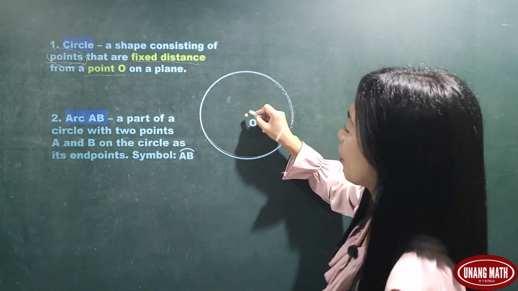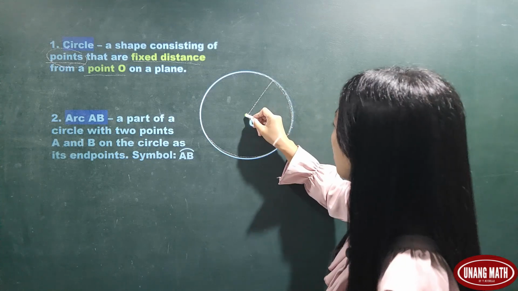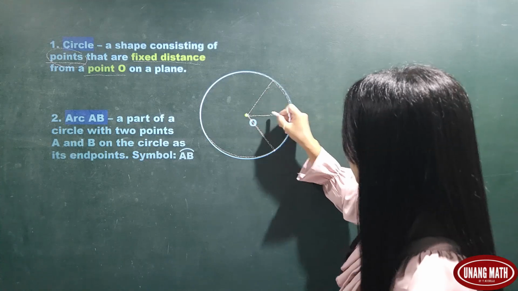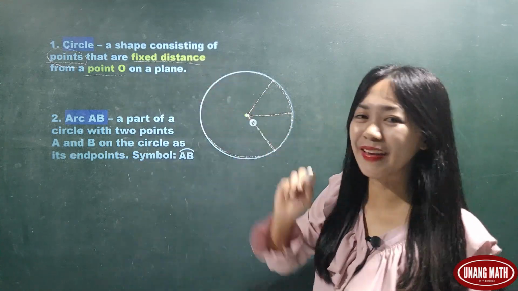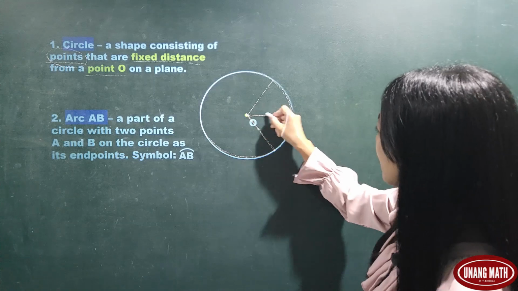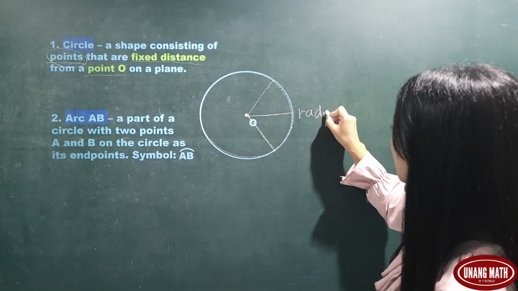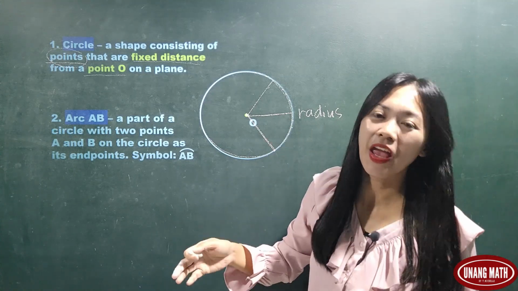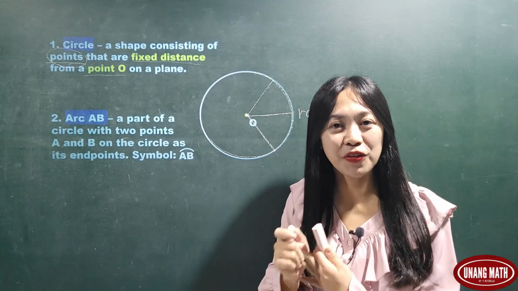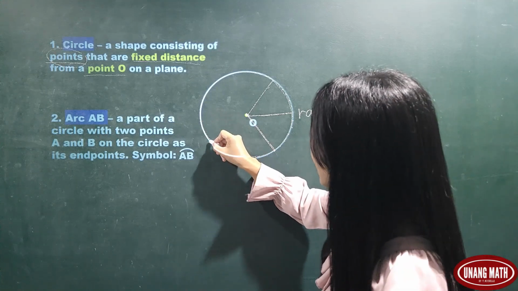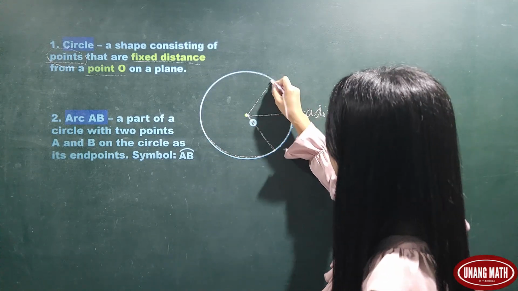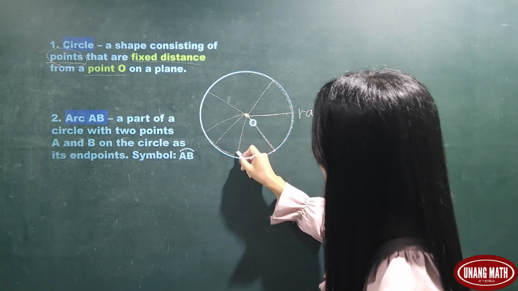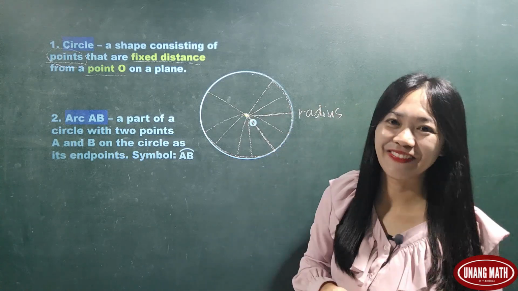From the center of the circle to this point, from the center to this point, from the center to this point, these distances are fixed. This fixed distance is what we call the radius of the circle. So aside from circle is a shape, it's also important for you to understand that it consists of points, okay, that are fixed distance from the center of the circle.